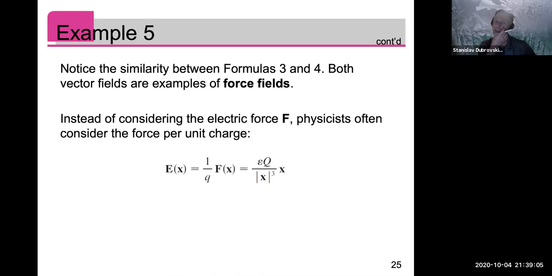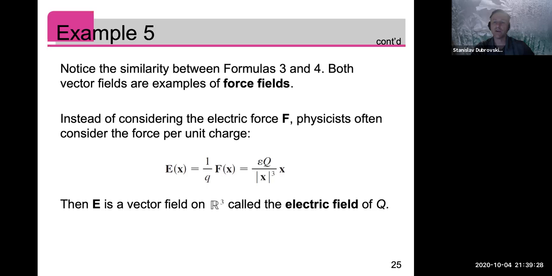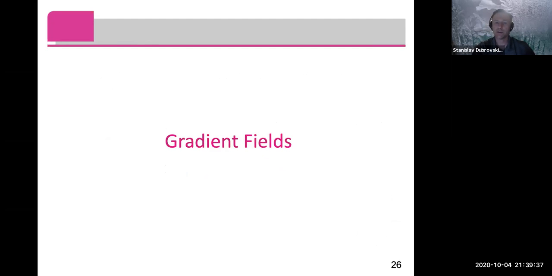So in this example of force fields, for gravity as well as the electrostatic charge, we also may divide by the mass or divide by the charge to get the force per unit of charge, and that will be known as the electrostatic field. And we can take the electric or electrostatic field of the main charge Q or main mass M at the origin, and we can graph that instead.